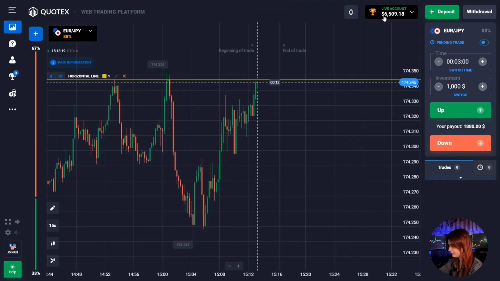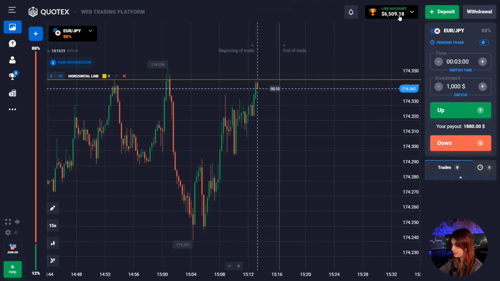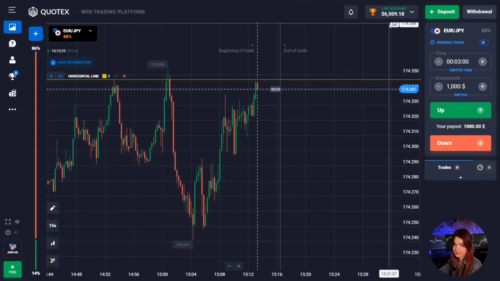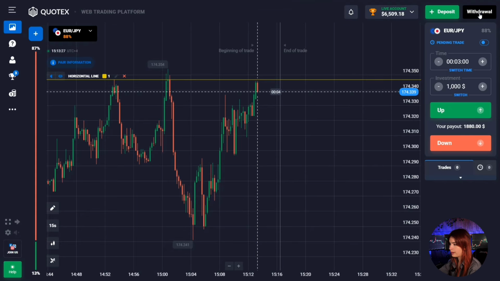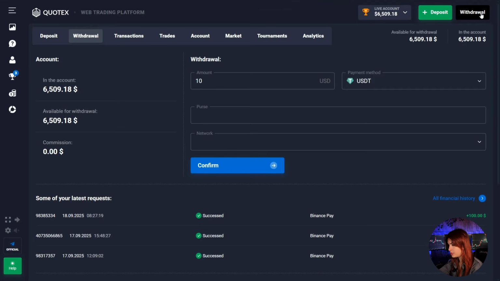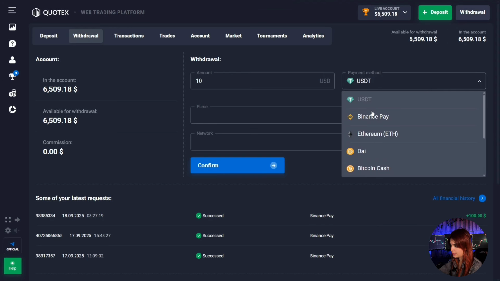I'm taking the profit and leaving the market, and since I managed to achieve the task, I suggest leaving a request for the withdrawal of funds. Guys, to do this, click on the withdrawal button. After that, we will be in the withdrawal menu. In this line, we need to select the payment method. I choose Binance Pay here.